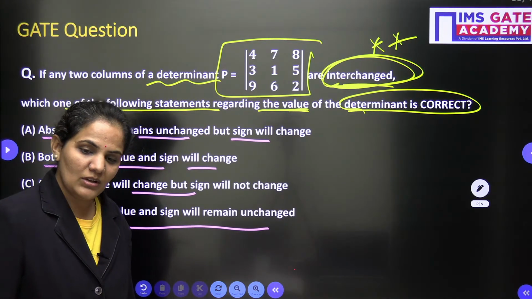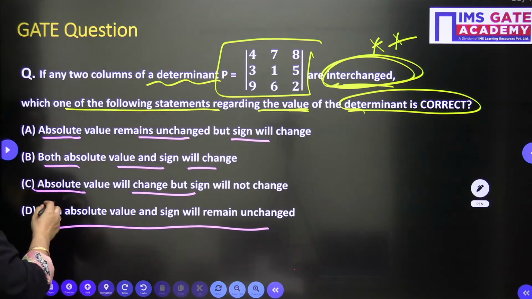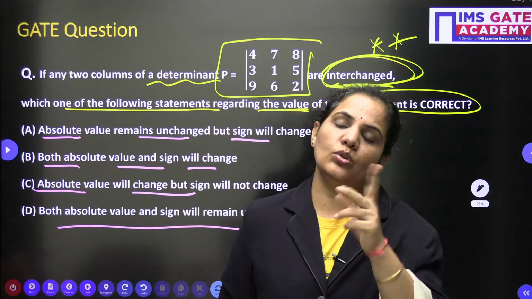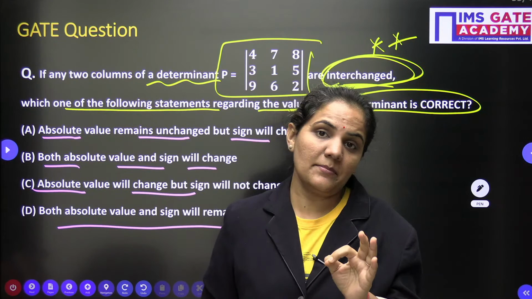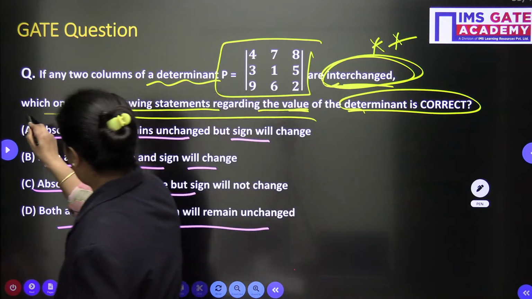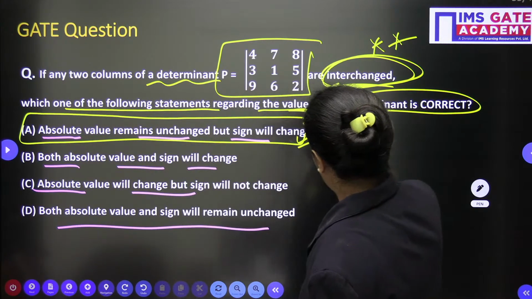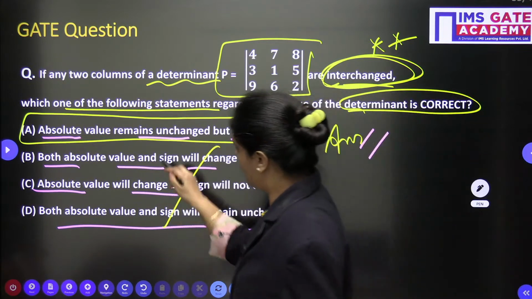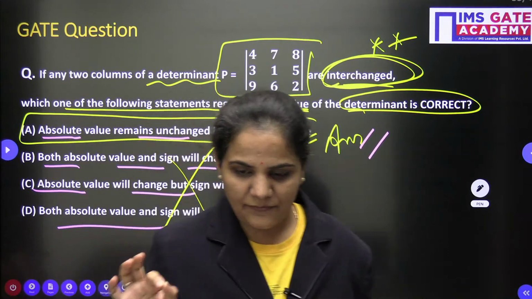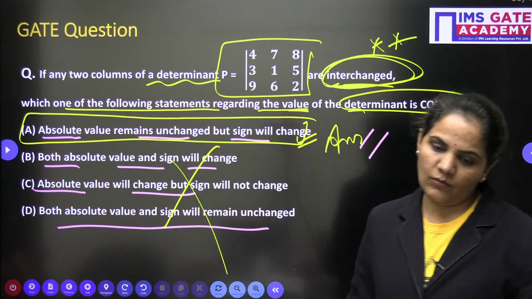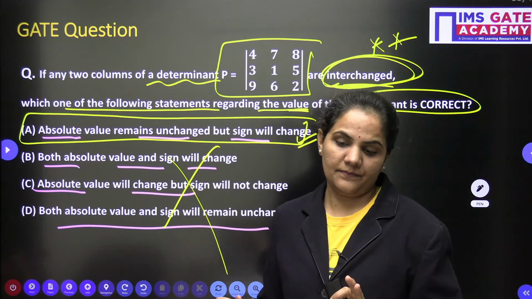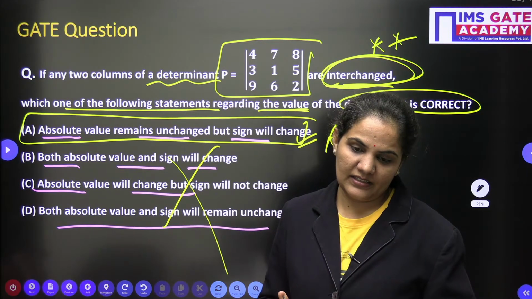Tell me, children, what is the answer? Ma'am, we know very well that if in a matrix we interchange any two rows or columns, then the sign of the determinant will change but the numerical value remains unchanged. So my answer will be option A for Ahmedabad. Remaining B, C, D are absolutely wrong. Only and only option A is correct here. Is it clear?